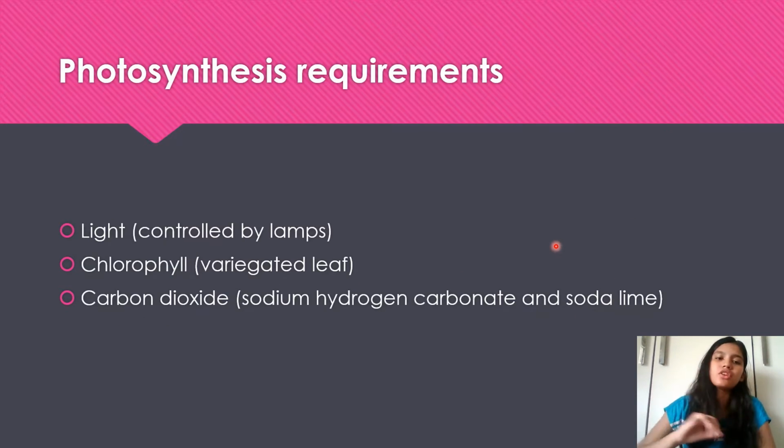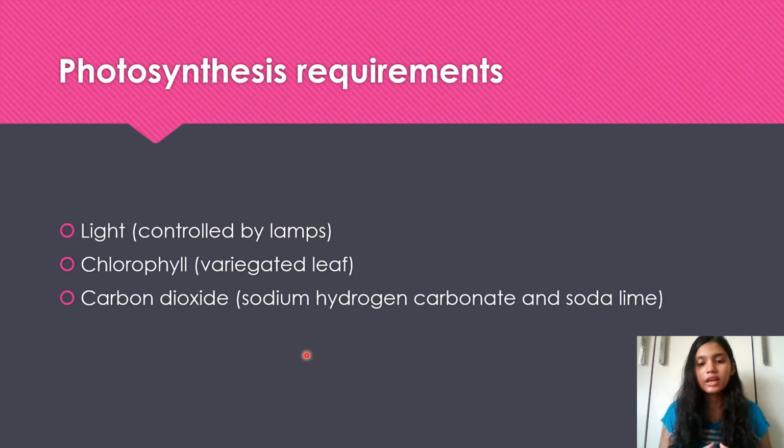Okay, photosynthesis requirements. As you've seen from the definition, you need light, chlorophyll, and carbon dioxide. Now, how do you investigate if you need it or not? Like, how did scientists first know what is required? For these kinds of tests, you carry out experiments in which the component that is being studied is going to be changed.